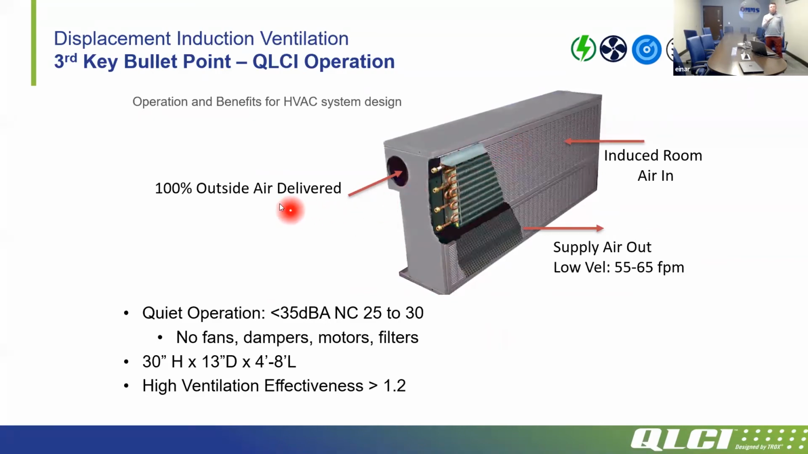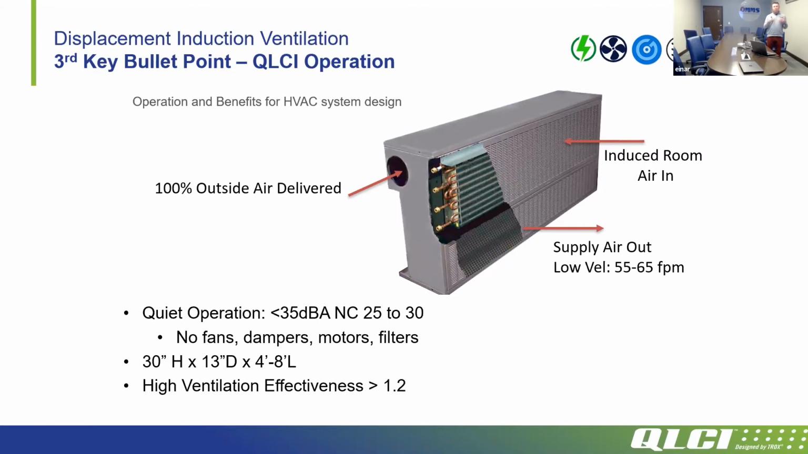The driving force of the QLCI is going to be your 100% outside air delivered to this plenum. And at the bottom of this plenum is a series of nozzles that create a low pressure area as the air exits the nozzles, which induces 2 parts room air across this hydronic coil. That hydronic coil is tied to a hot water or chilled water loop, which is going to preheat or pre-cool that room air. And then those air streams are going to mix, and then you're going to have low velocity, uniform distribution of supply air out to the space.